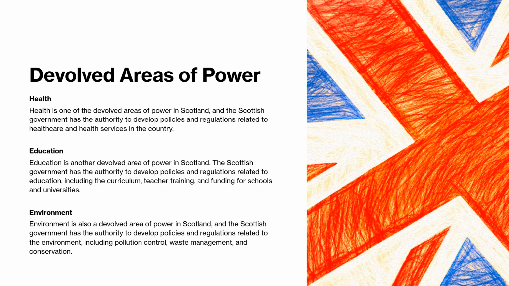Education. Education is another devolved area of power in Scotland. The Scottish Government has the authority to develop policies and regulations related to education, including the curriculum, teacher training, and funding for schools and universities. Environment. Environment is also a devolved area of power in Scotland, and the Scottish Government has the authority to develop policies and regulations related to the environment, including pollution control, waste management, and conservation.